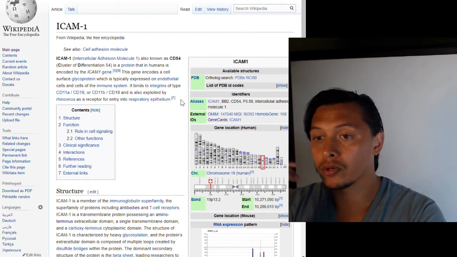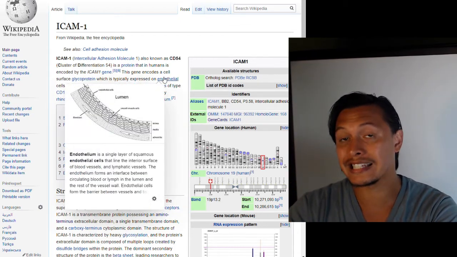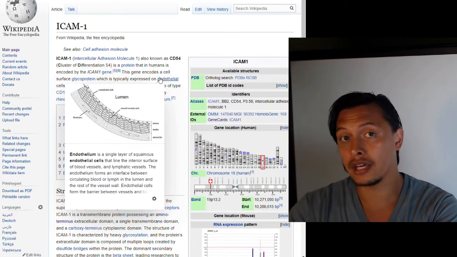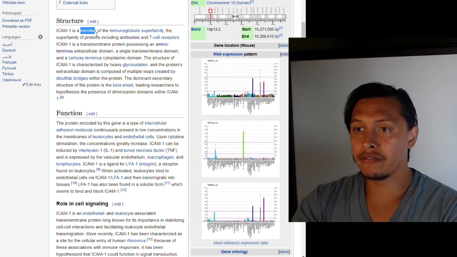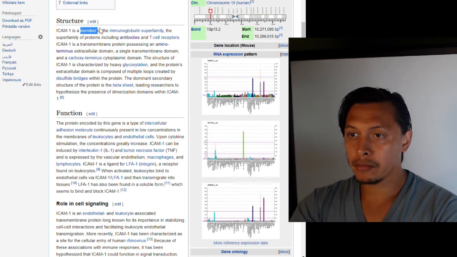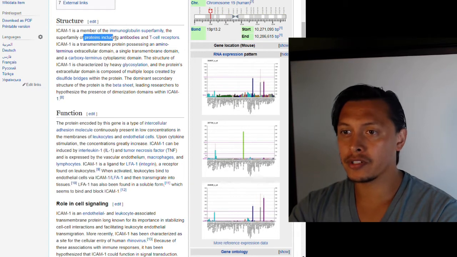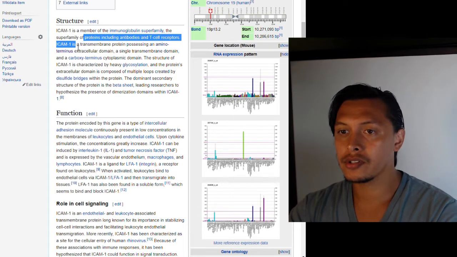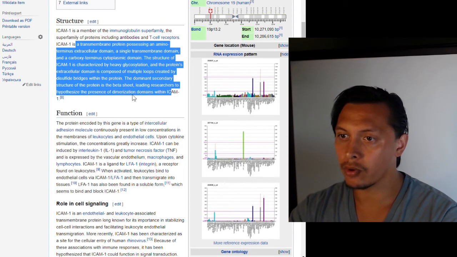So this might be important. This is something that is also on endothelial cells. It's not just on the white blood cells. It is a member of the immunoglobulin superfamily, the superfamily of proteins including antibodies and the T cell receptors. So I think I've read this one before.